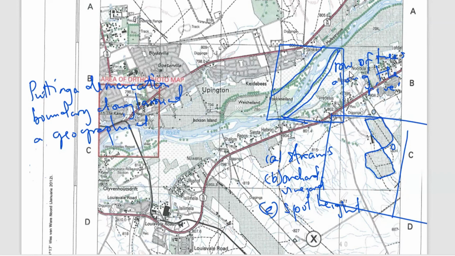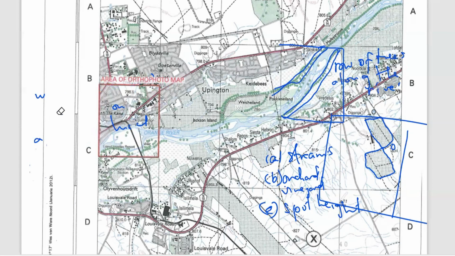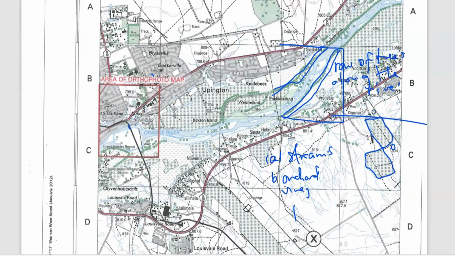and also there's a row of trees here along the river, which suggests that they are putting a boundary or a demarcation to limit human activities into the river. Those trees mark a boundary along the river channel to ultimately limit human activity and interference of humans into the Orange River. So basically that was our discussion.